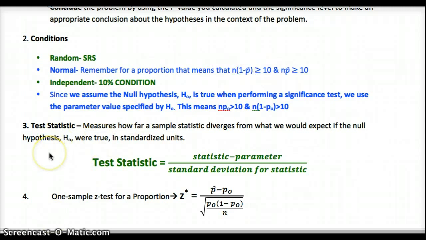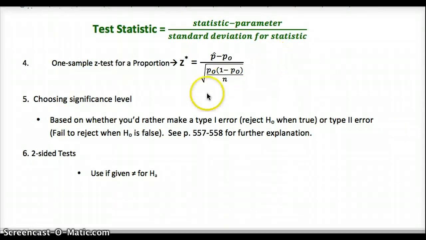So our test statistic is just going to be like the z-scores that we've looked at over the course of the year. It measures how far a sample statistic diverges, or how different it is, from what we would expect if the null hypothesis is true. So in standardized units, which means we divide by the standard deviation, we can see how many standard deviations from the parameter our test statistic would be. So basically we assume the null hypothesis is true and see, if it's true, how likely or unlikely it would be to get that p-hat, that test statistic. So we do our sample statistic minus the proportion hypothesized in the null hypothesis, and this will give us our test statistic.